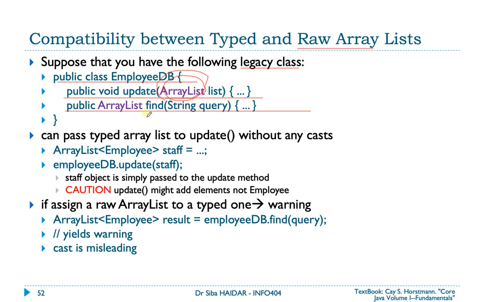And again, he wrote another method called find, in which he returns a raw array list type. So here we have a method that takes an array list type, a raw one, without type parameter, and another method that returns a raw array list type, which is not typed. And our problem here is to know, is it dangerous to deal with legacy code?